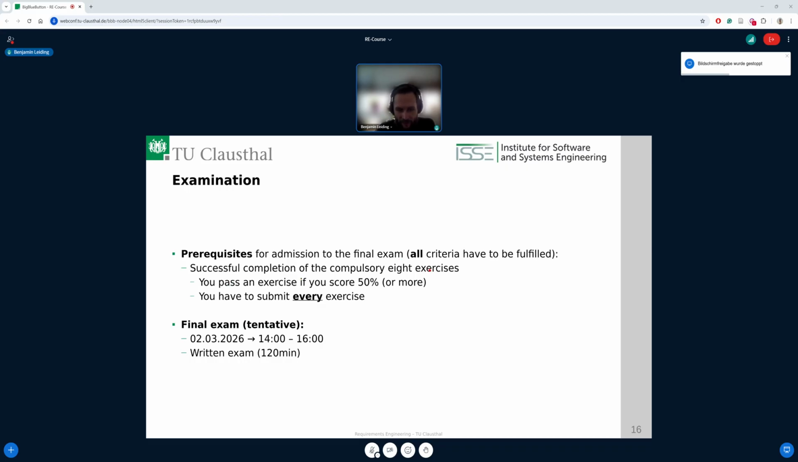In those 8 exercises, I counted the multiple choice as well, but I don't have to repeat myself now again. From those that you submitted to Moodle, you have to get at least 50% of the possible points. There's one requirement to be eligible for the exam. The other is that you submit all Moodle exercises. If you do not fulfill all the criteria, then you failed.